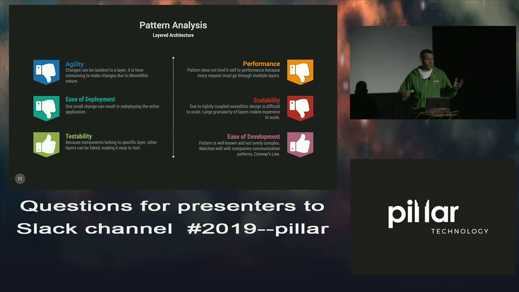So ease of deployment, this sucker is everything goes out all at once, right? So it's not particularly easy to deploy because small changes all have to go out together. Testability, if you have good separation between those layers, it's easy to mock up. If you end up in a situation like I was talking about before, an anemic domain model, where your business logic layer is not doing very much, then testing it is not going to give you a whole lot of value. But if you keep those solid separations between your layers, you can mock stuff out and make it easy to test.